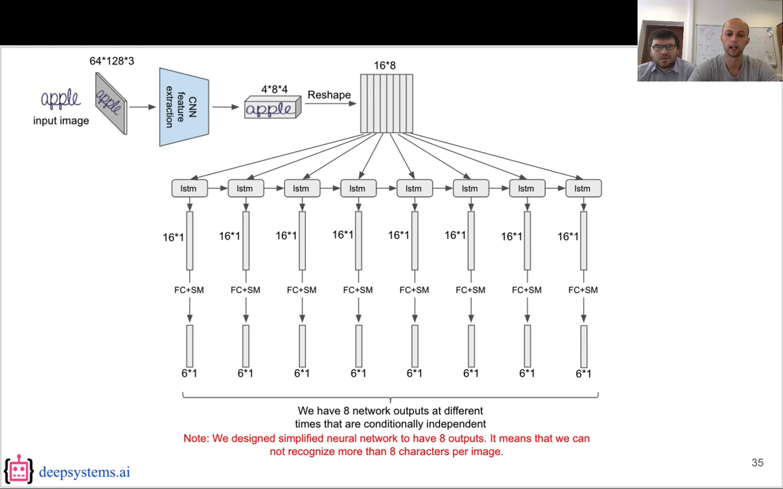Here on the slide you can see the toy example. We designed simplified neural network to have 8 outputs. It means that we cannot recognize more than 8 characters per image. In practice, the number of outputs can reach 32 or 64 or more. The choice will depend on the specific task. Also in production, it is better to use multi-layered bidirectional LSTM, but this simple example explains only the most important concepts. Listen, the number of outputs is fixed by design.